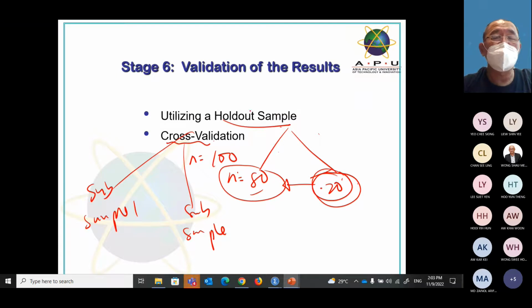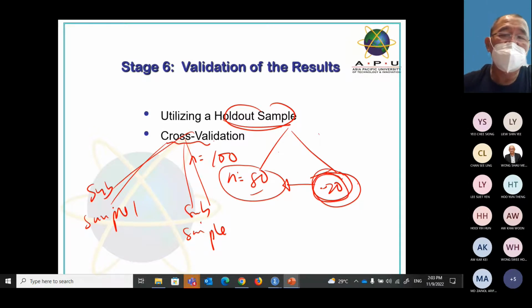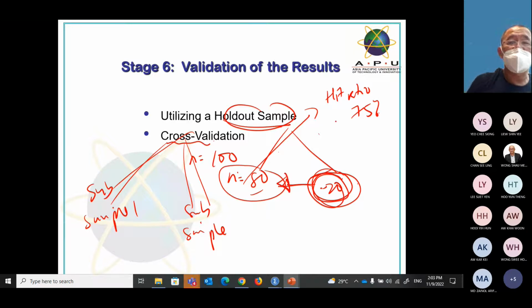80, 20, hold-out sample. Hold-out sample 20. Separate it like this: subsample 1, subsample 2. Why do you keep this 20? Because you want to test whether the classification is correct or not. Let's say here the hit ratio is 75%. Now you use this one and do the hit ratio again. Can you get the same percentage or not?